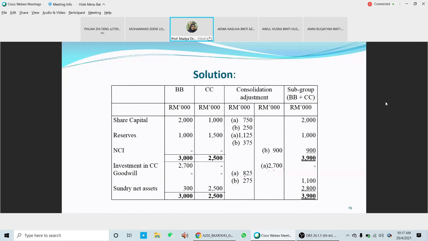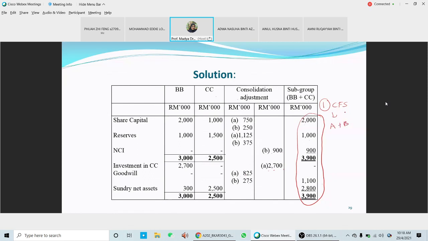1.1 here, need to allocate to parent 825, and then to the NCI 275. Yeah, 1 to 1. So you're going to have this one. Okay, so this is your first consolidated statement of financial position. So we're going to use this information. Okay, this is your first consolidated financial statement. We're going to use this information to combine between A and B.